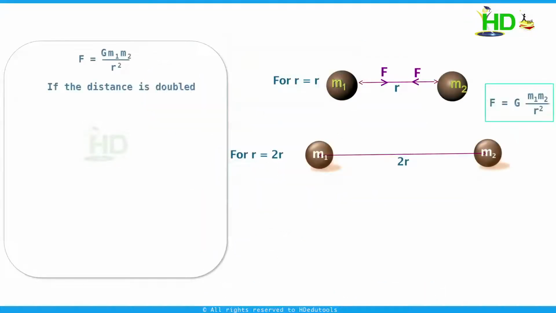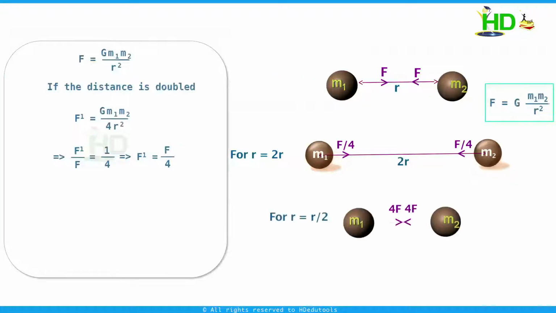If the distance is doubled, then what happens? Yes, the force is directly proportional to 1/r². If the distance is doubled, F' ∝ 1/(2r)², then the new force becomes one fourth of the initial force. That is, if the distance between two particles is doubled, the gravitational force becomes one fourth.